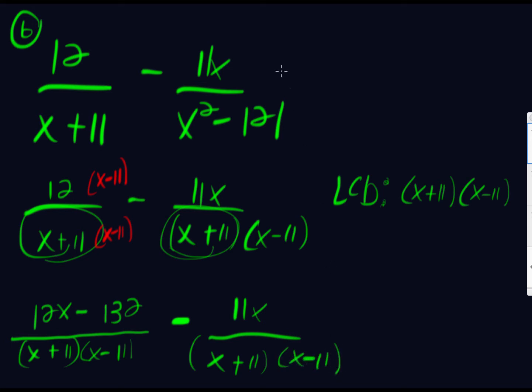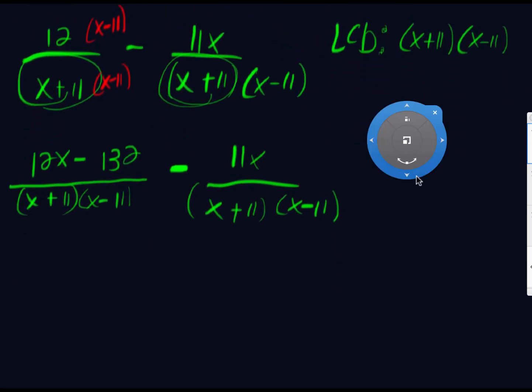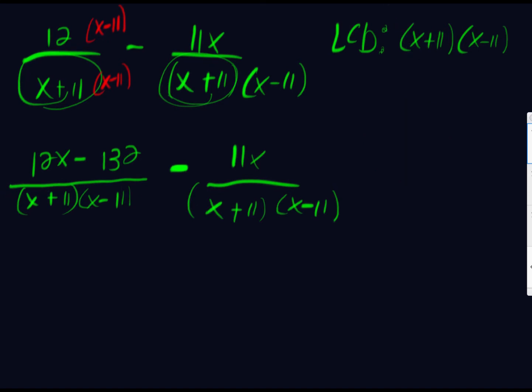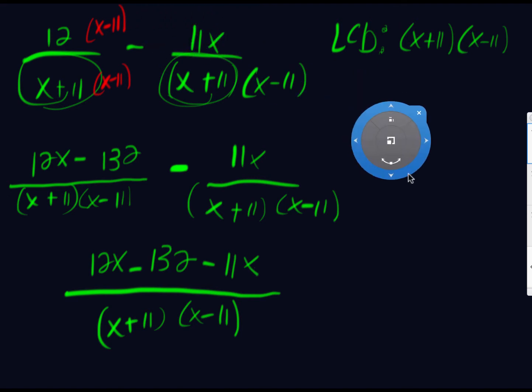So now I can write these two expressions as one. Since they have the same denominator, write that denominator out, x plus 11, x minus 11. And write everything up top, 12x minus 132 minus 11x. So now I just want to simplify it one step further.